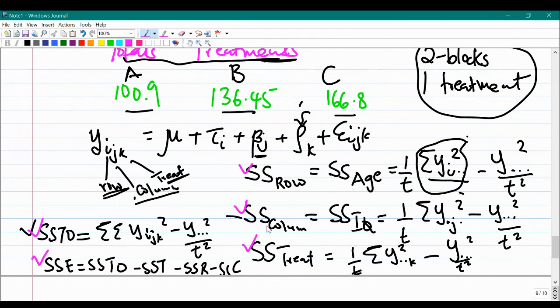Because even the degrees of freedom of these three, row, column, and treatment, is the same. It's T minus 1 for all of them. So constructing an ANOVA table for a Latin square problem is the easiest. Are you done copying the formulas, guys?